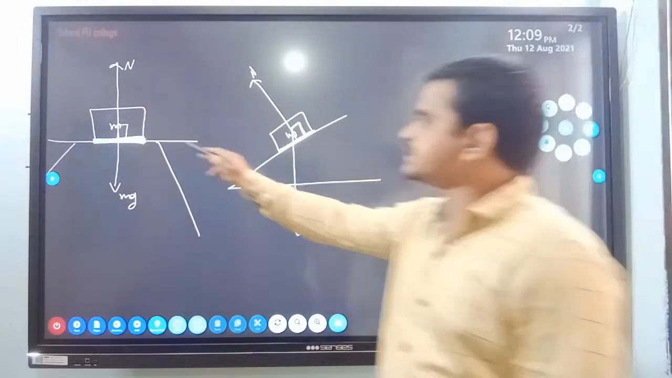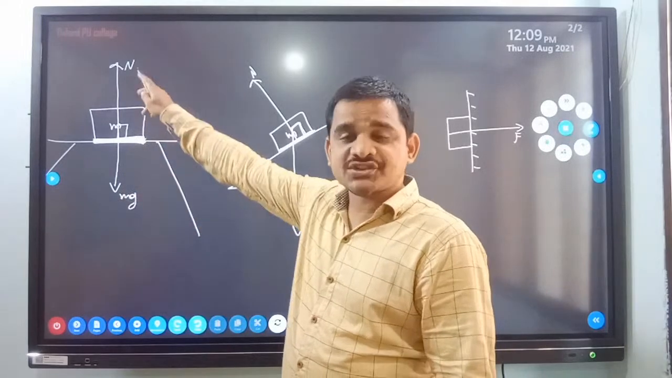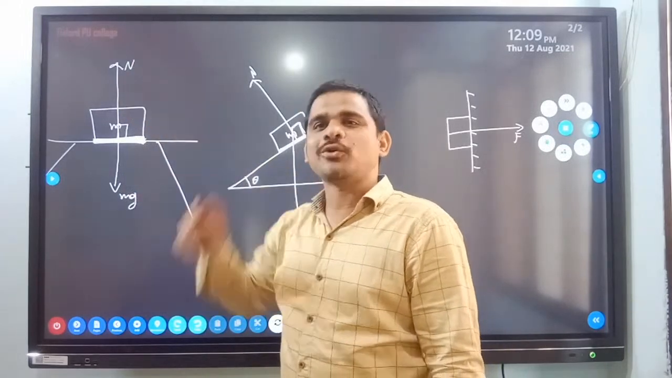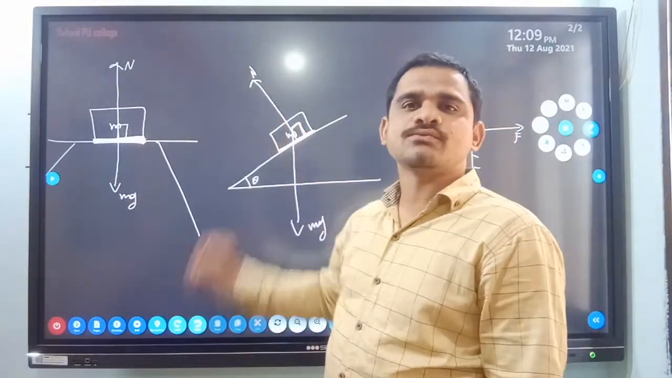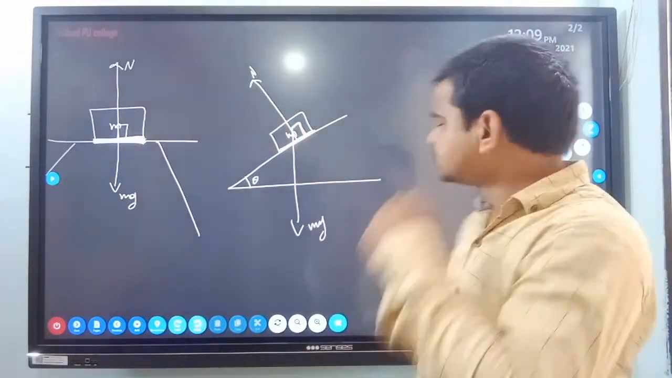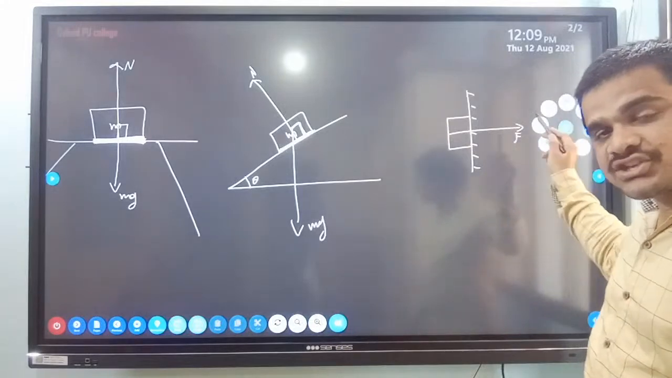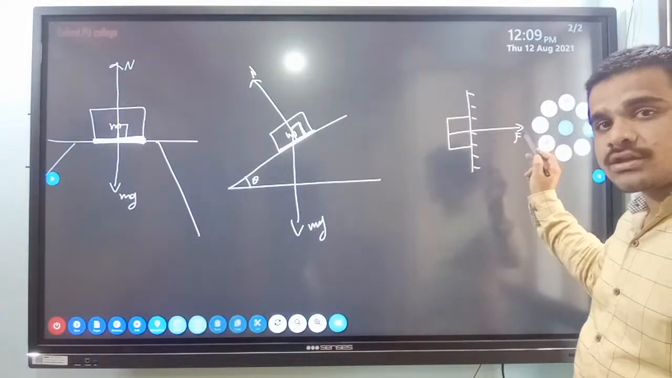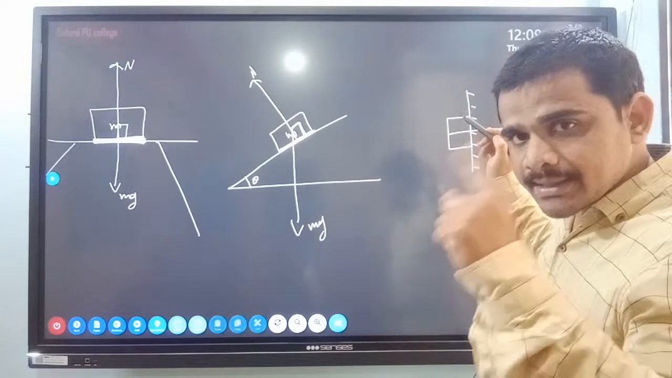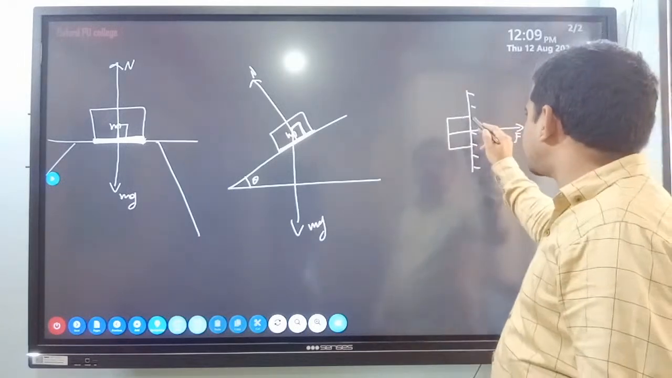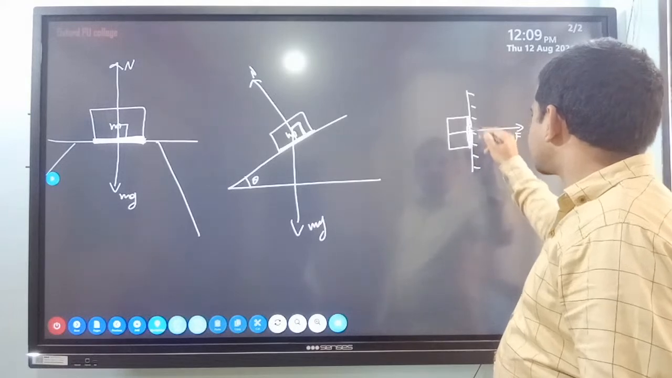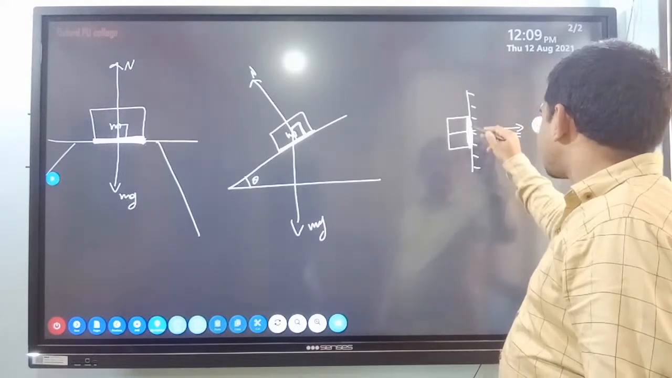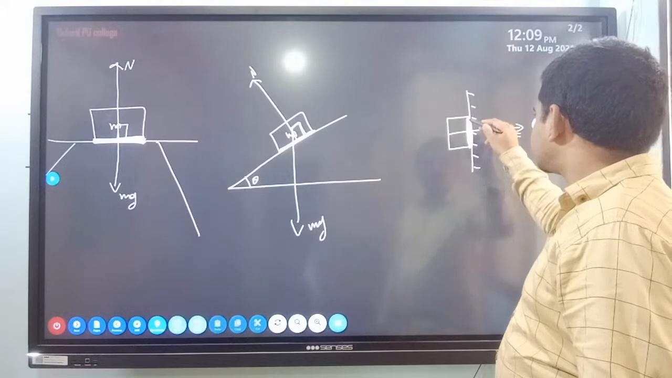Here mg is acting, and the normal reaction force, which we can call the reaction force. Here I am applying the force F in this direction. Now if you check, the wall and the block are in contact. This is the contact surface.